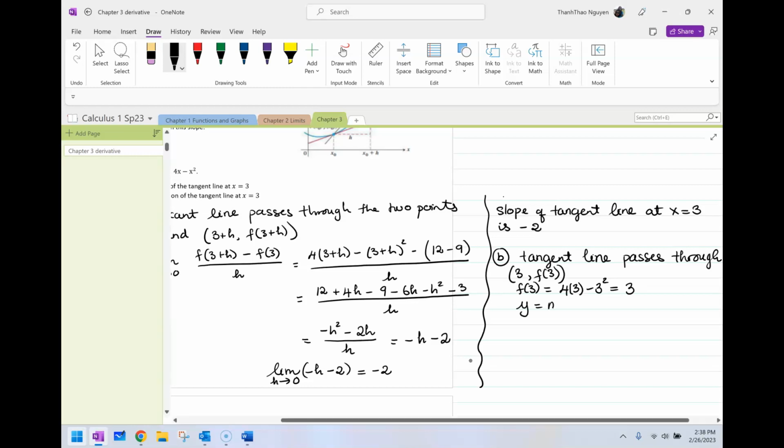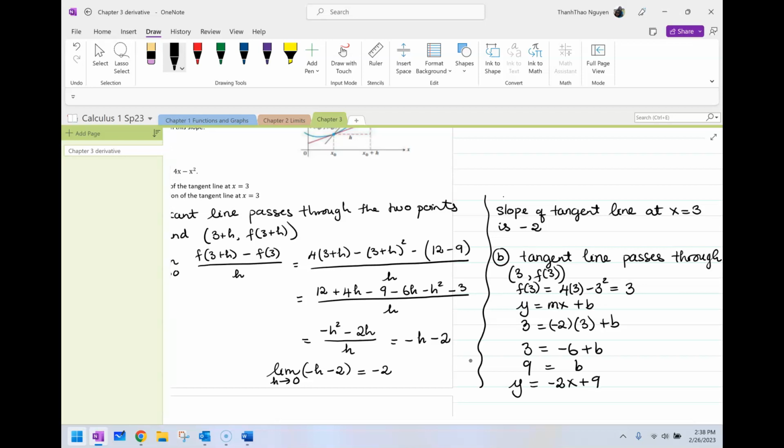So y equals mx plus b. Here we have y equal to 3, the slope equal to negative 2, x equal to 3. So b equals 9. So the equation of the tangent line is y equals negative 2x plus 9.